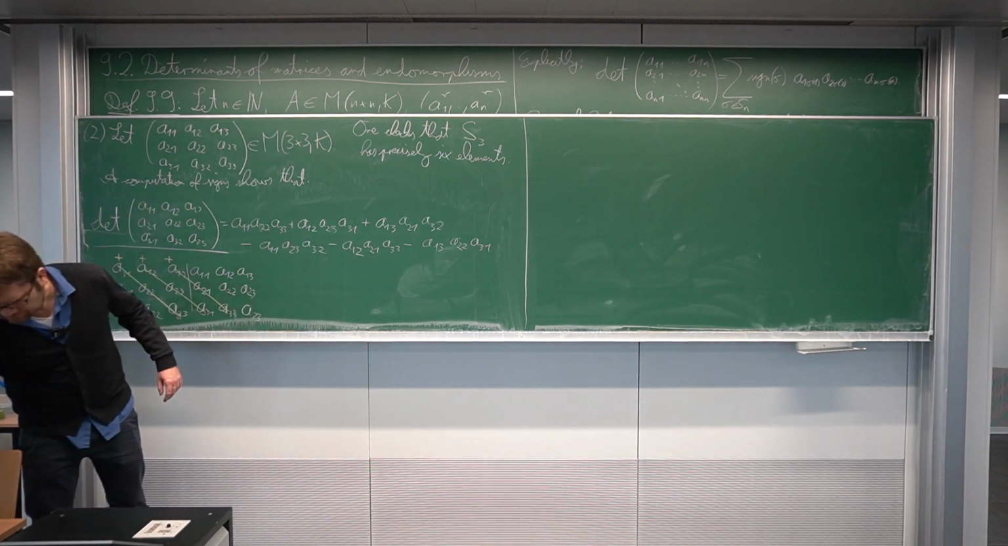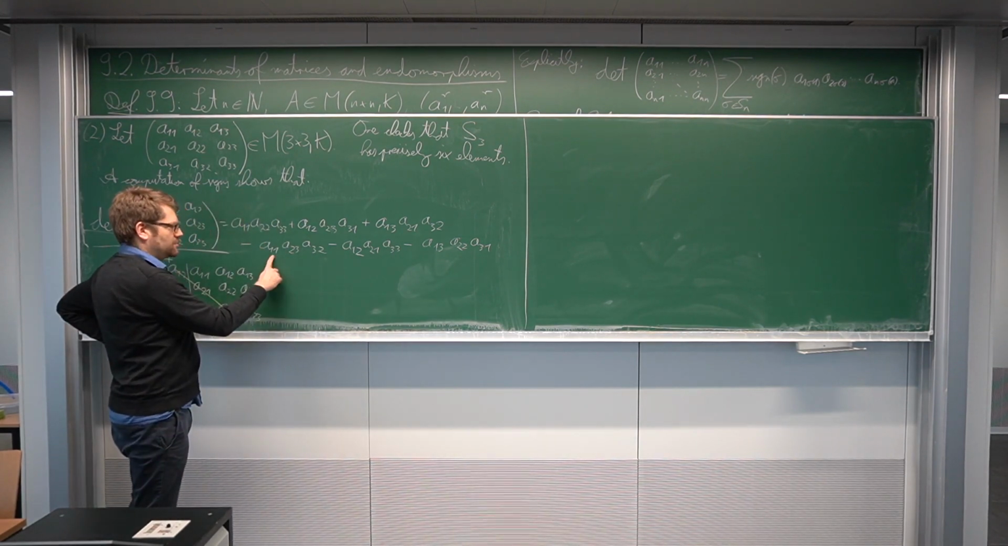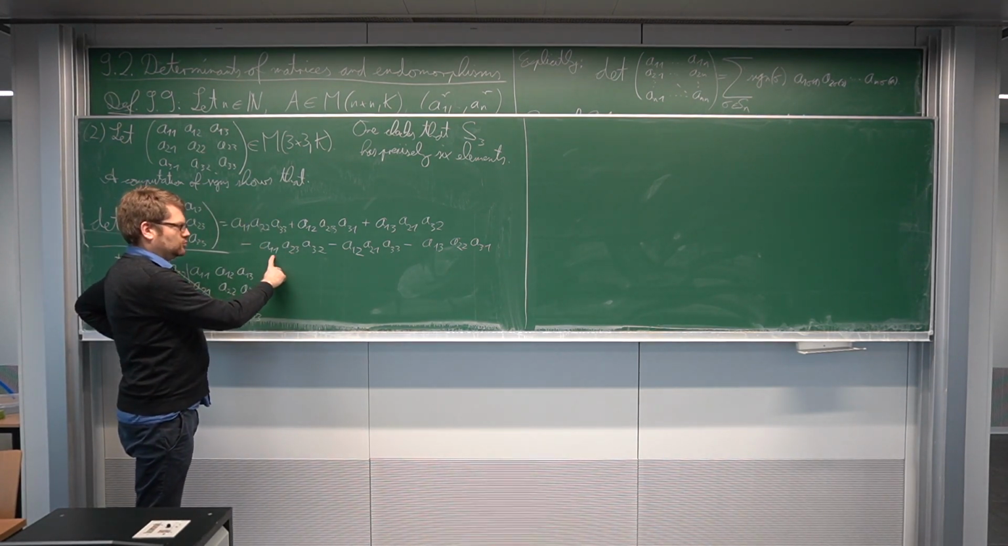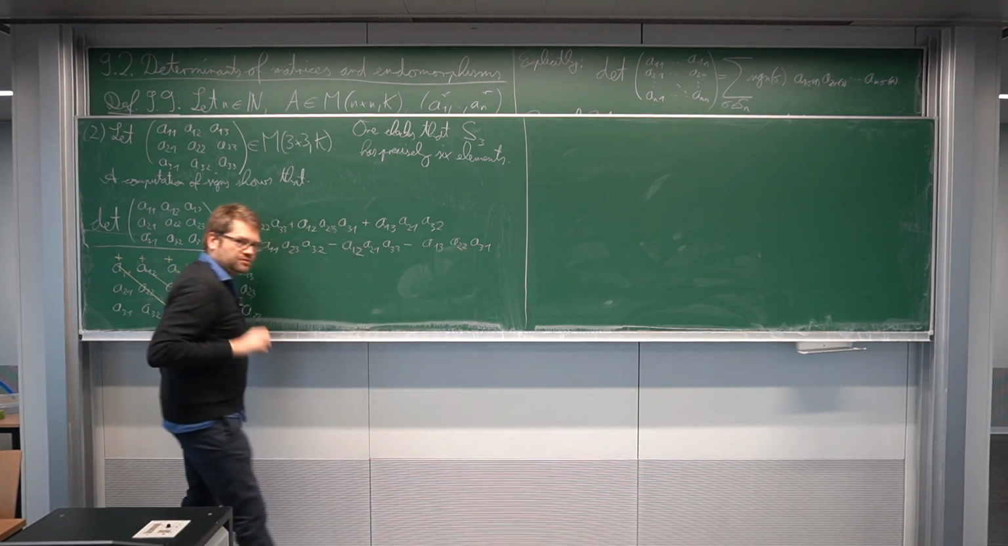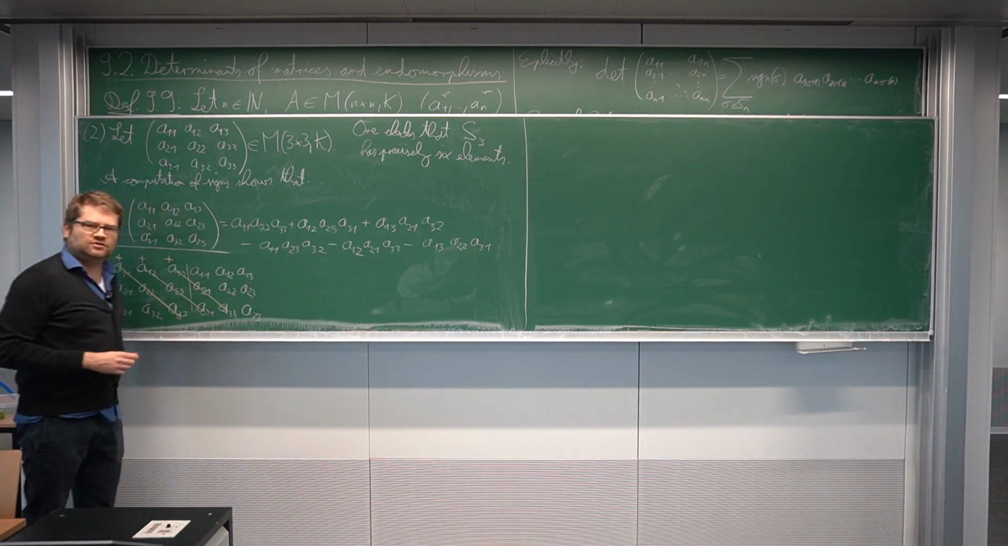If you take a look at this, there's also a way to memorize this. So these three guys with the negative signs are those where we have some index the same: 1,1, 3,3, 2,2. So these are the possibilities that come up here. But of course, this formula, I can also never memorize this.